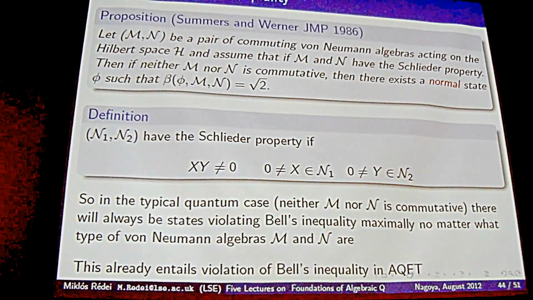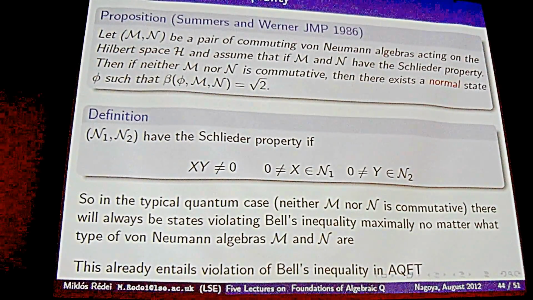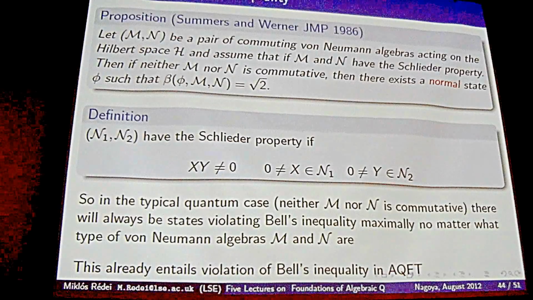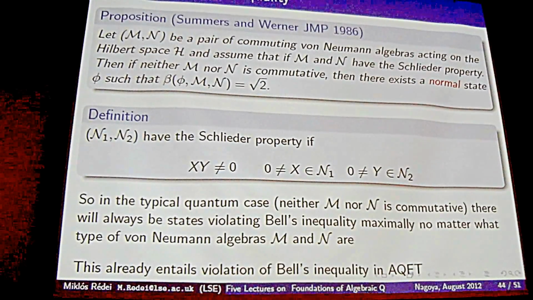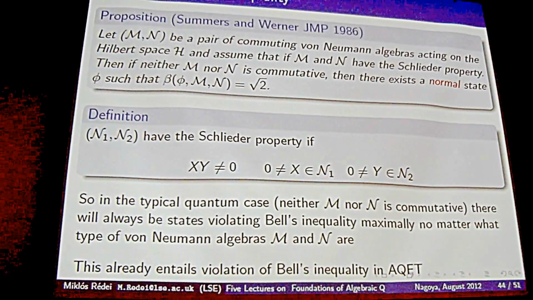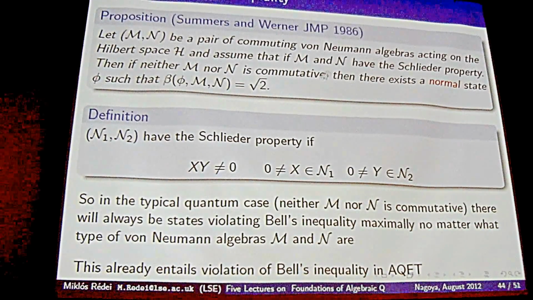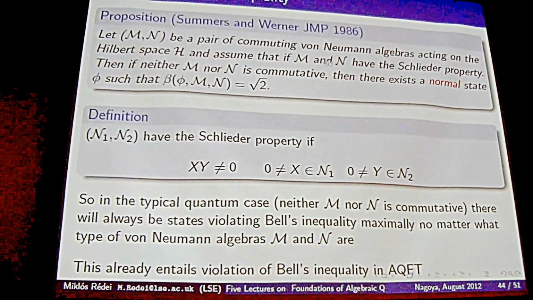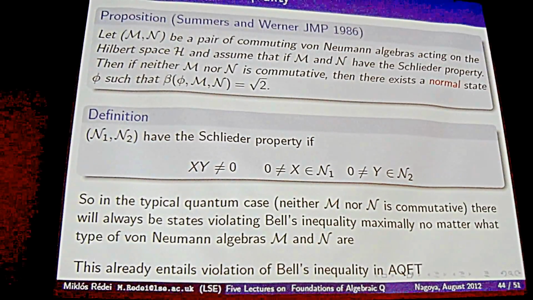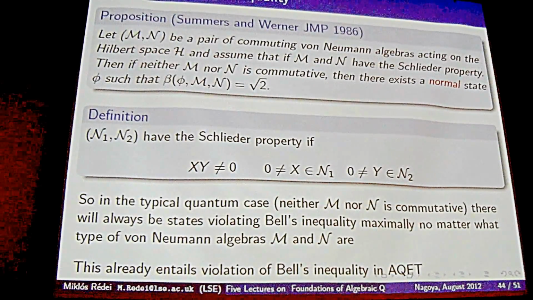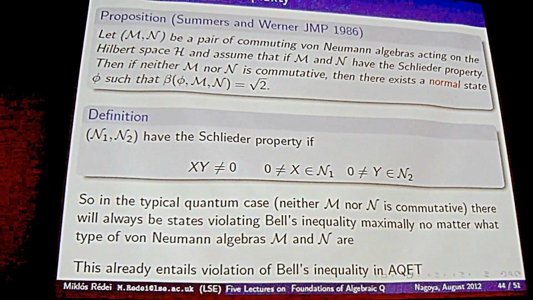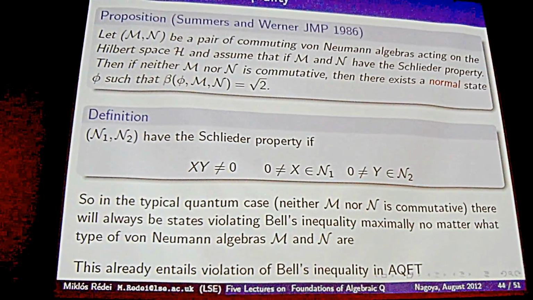On the other hand, if we are in the truly quantum case, namely if none of them is commutative, then Bell's inequality is violated. The more precise statement is here. It was proved by Werner and Summers in 1986. If you assume that the two von Neumann algebras are acting on a Hilbert space and they have the Schlieder property, then if none of them is commutative, there exists a normal state which violates Bell's inequality maximally.